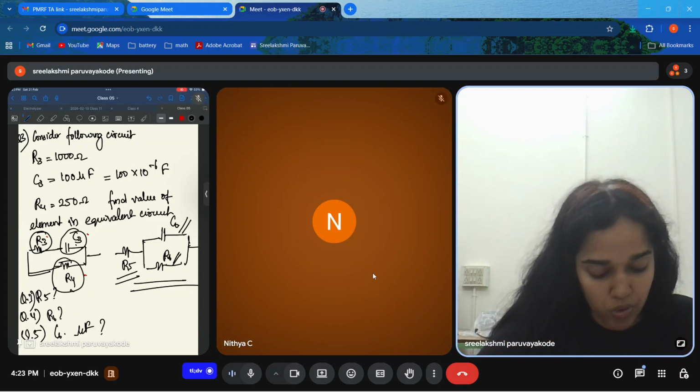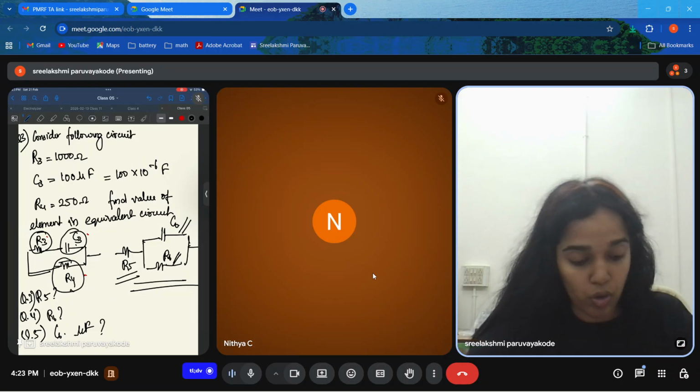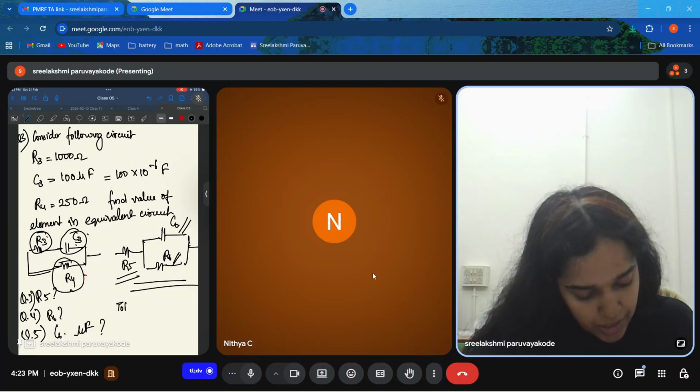So how did we approach this question? We'll first find the total impedance of this circuit and this circuit, which will be equal.